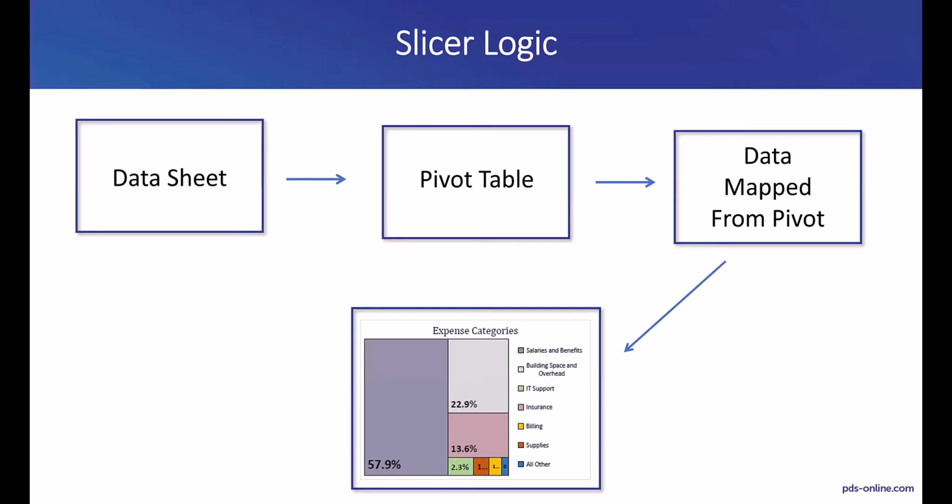So to summarize, when we're using the slicers, we have our data sheet, and then we're creating another sheet that's using a pivot table, and that's how we're going to create the slicer. But then to create the chart, we have to make another sheet mapping that data off the pivot table, and then that's the sheet that we're going to use to create the actual chart.